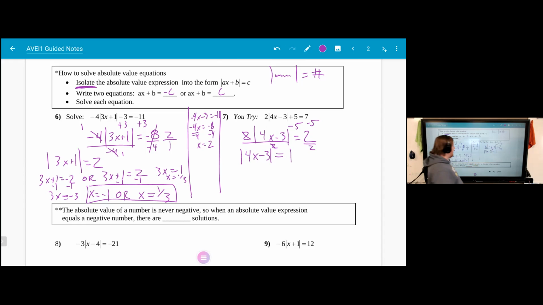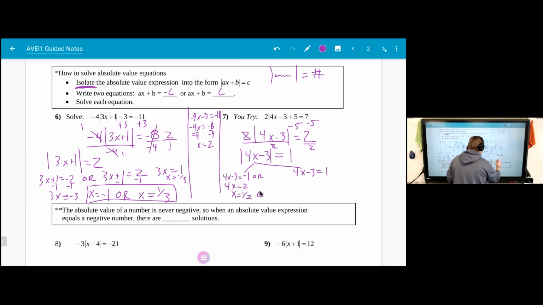Go the same way. So I could have one of two things. I could say 4x minus 3 equals negative 1, or 4x minus 3 equals positive 1. So 4x could equal 2, which makes x equal to a half, or 4x equals 4 and x equals 1.